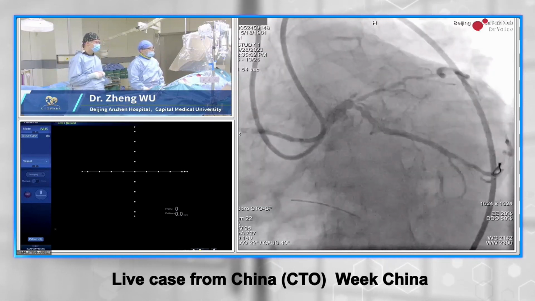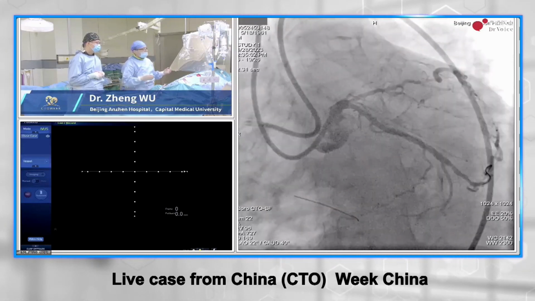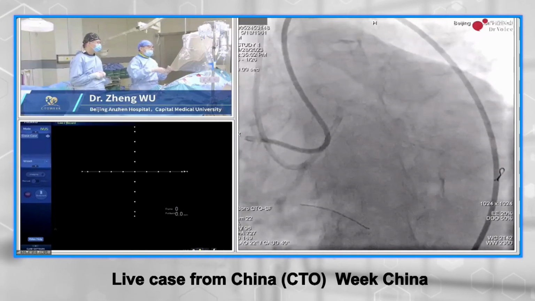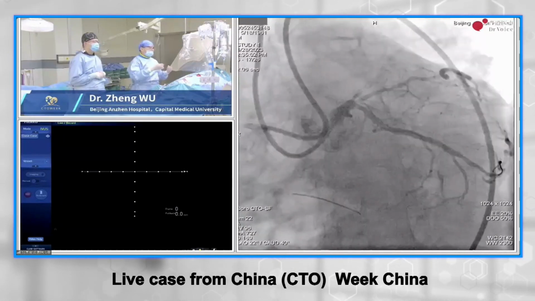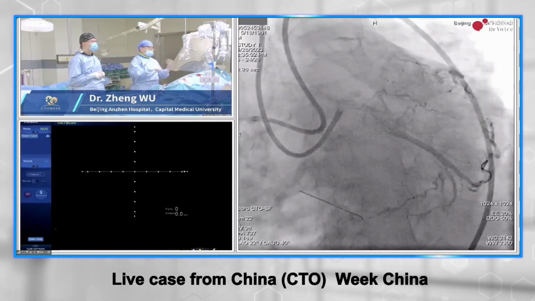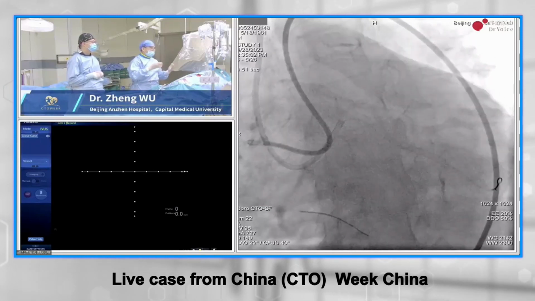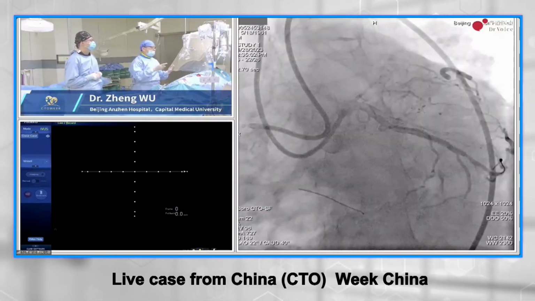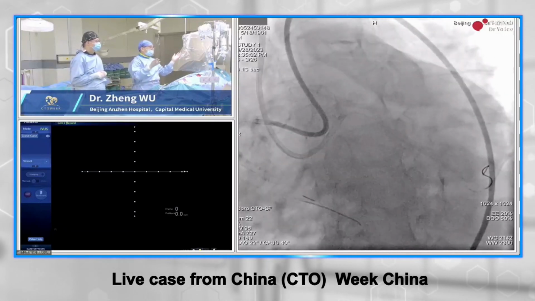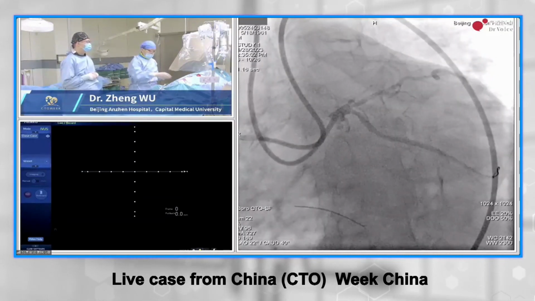Yeah. So I can make the antegrade preparation and advance the wire as far as possible. And even if it falls into the subintimal space, I can switch to the retrograde approach. But if I cannot find the proximal cap, maybe the wire can go out of the vessel structure. I think it's quite dangerous. So the first wire is important.